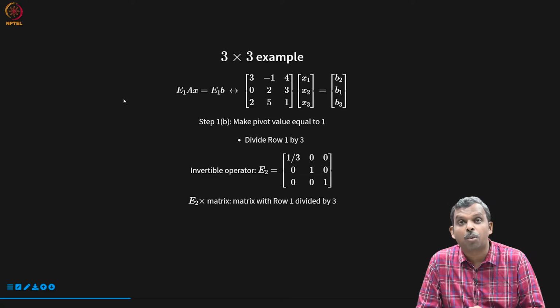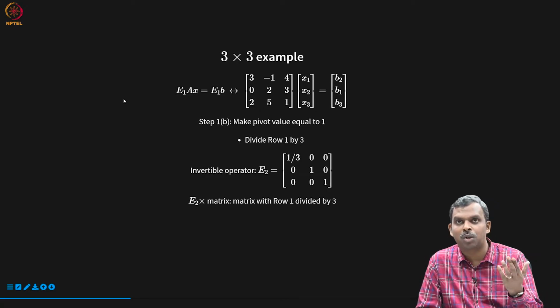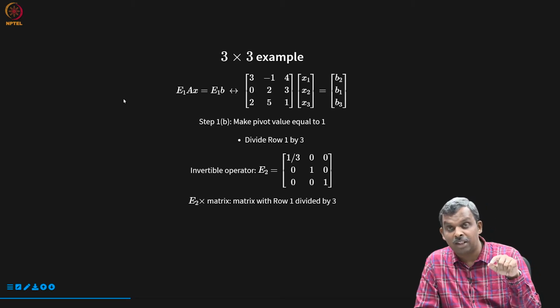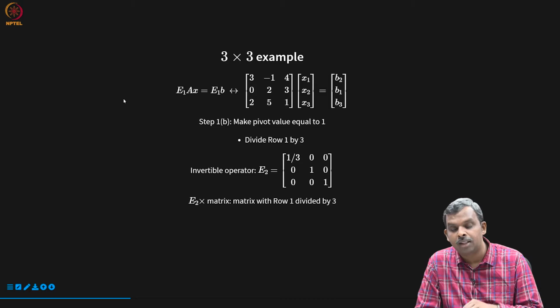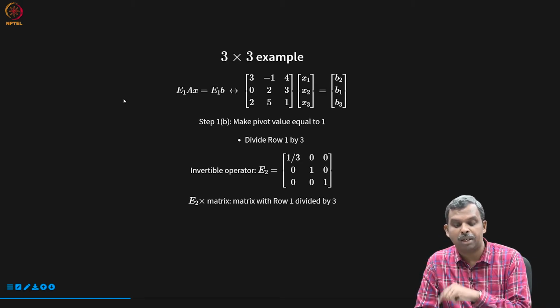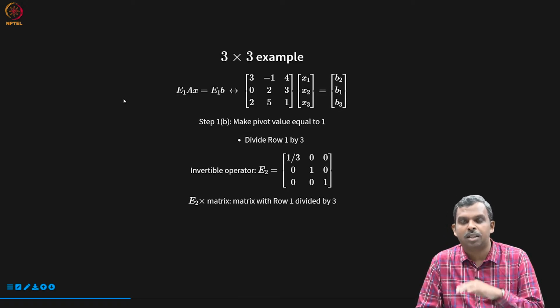So for that there is an operator, and that is a diagonal operator. So this is diagonal. The previous one was a permutation sort of operator. This one is a diagonal operator. You see that it has non-zero values only on the diagonal: 1 by 3, 1, 1. And you can see that when this E2 multiplies a matrix, row 1 alone ends up getting divided by 3. The other two rows are not affected. It's retained exactly as it is.